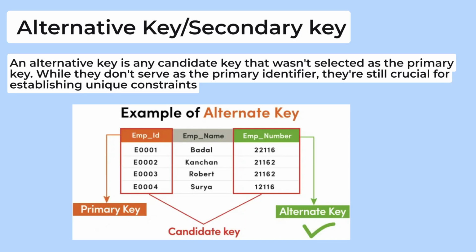Now, let's touch on alternative keys, also known as secondary keys. An alternative key is any candidate key that wasn't selected as the primary key. While they don't serve as the primary identifier, they're still crucial for establishing unique constraints.